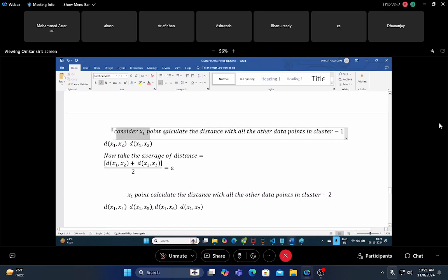Consider x1 data point. Calculate the distance. We took the example of mean, but instead of mean, you are calculating the distance to the other data points. Consider x1 data point. Calculate the distance with all other data points in the cluster.